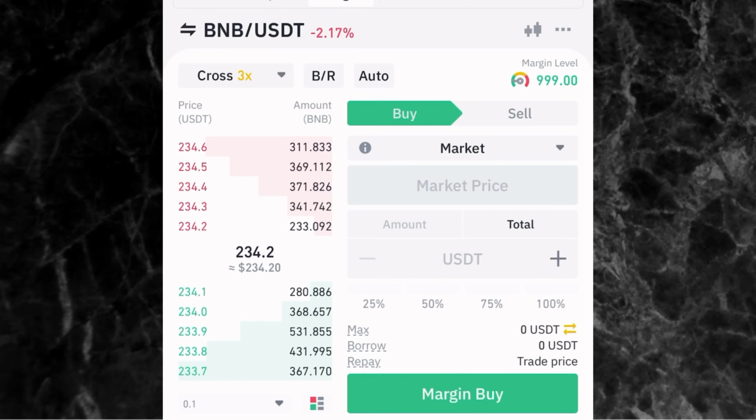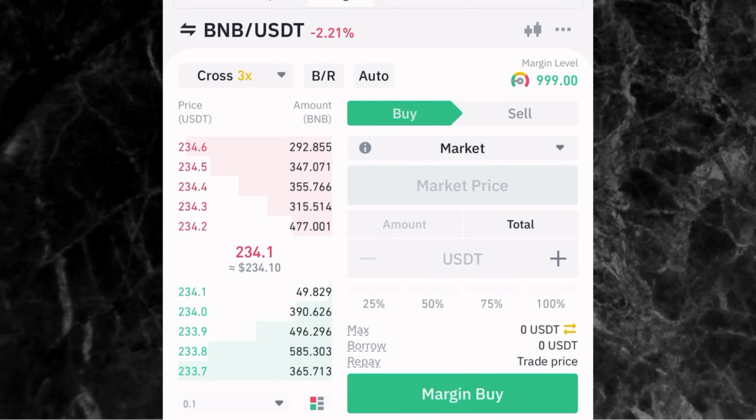And also, let's say you are doing isolated margin trading where you can pick as high as 10x leverage. Then for 10x leverage, let's say you are trading with $1,000. That means that you'll be going into the trade with $10,000. That means that you are borrowing $9,000 from Binance. So you also need to take note of that.